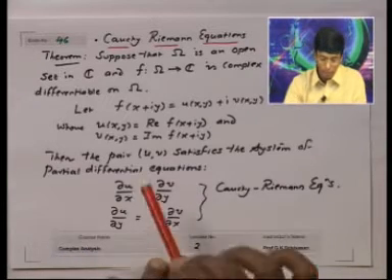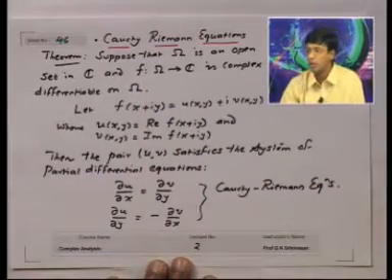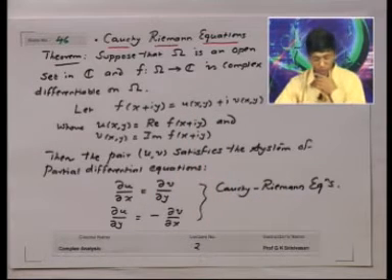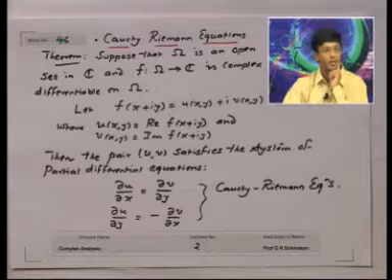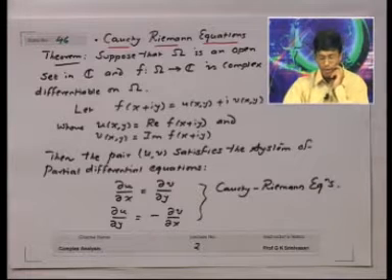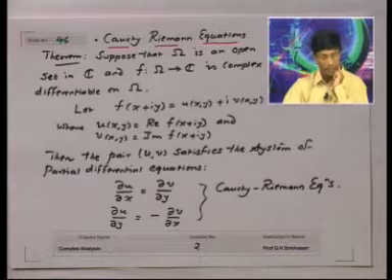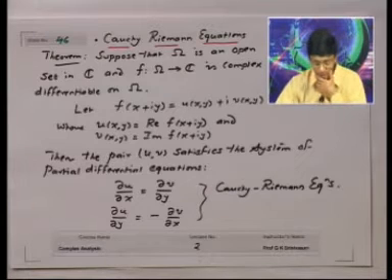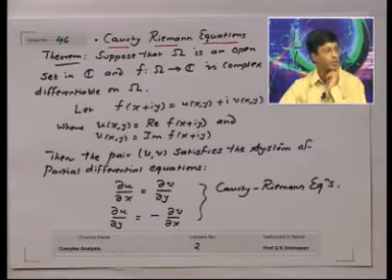Now, this function f has been assumed to be complex differentiable. Then it turns out that u and v must satisfy a coupled system of partial differential equations: del u by del x equal to del v by del y, del u by del y equal to minus del v by del x. This coupled system of PDEs is called the Cauchy-Riemann equations, a pair of Cauchy-Riemann equations.